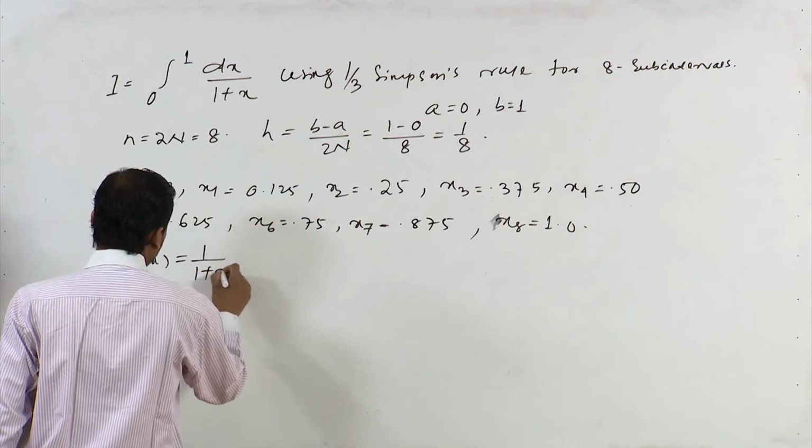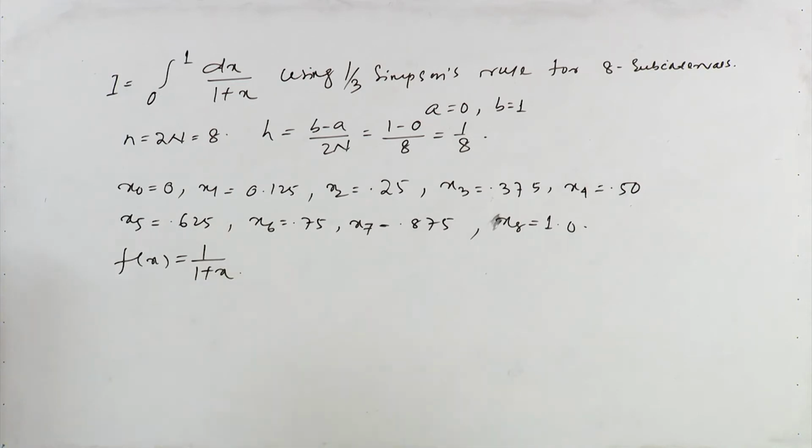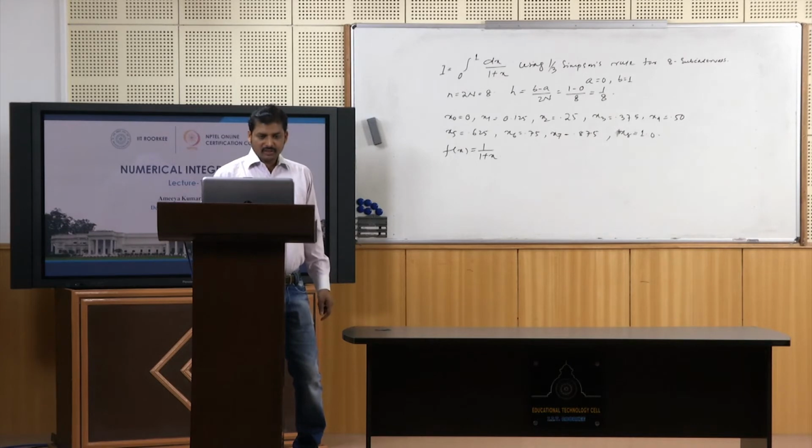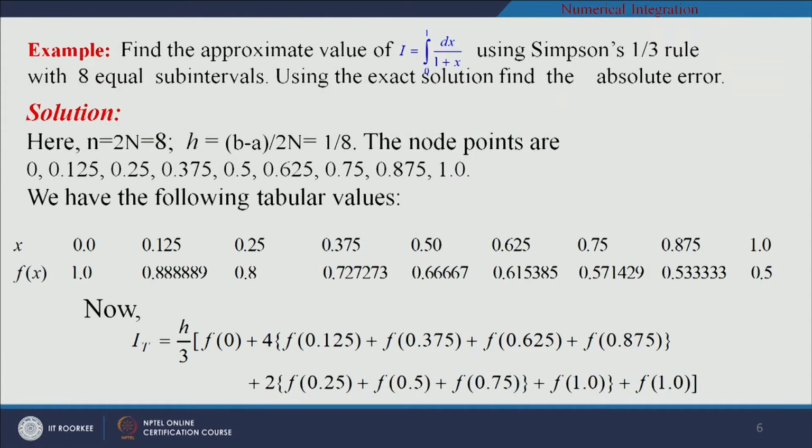Then using the following tabular values for the function f(x) equals 1 by (1 plus x): for x equals 0, f(x) equals 1.0. Then for 0.125 it gives 0.88889, for 0.25 it gives 0.8, for 0.375 it gives 0.727273, for 0.5 it gives 0.6667, for 0.625 it gives 0.615385, for 0.75 it gives 0.571429, for 0.875 it gives 0.533333, and for 1.0, obviously it is 1 by (1 plus 1), that is 1 by 2, meaning 0.5.